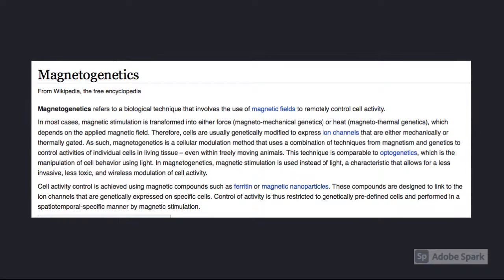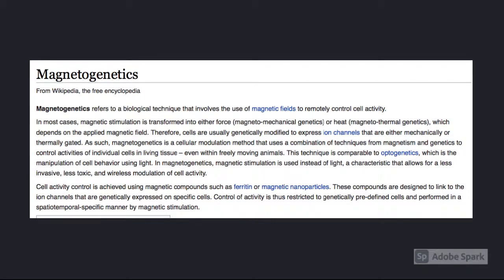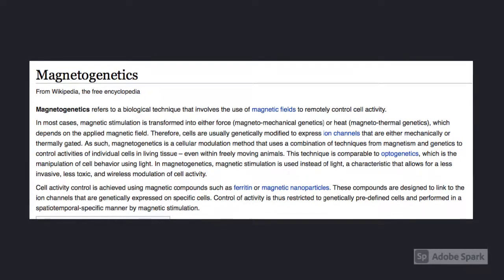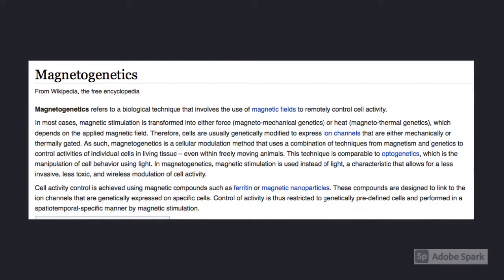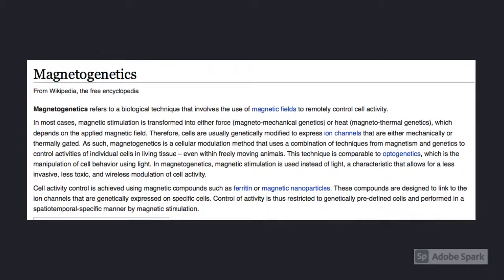As such, magnetogenetics is a cellular modulation method that uses a combination of techniques from magnetism and genetics to control activities of individual cells in living tissue, even within freely moving animals. This technique is comparable to optogenetics, which is the manipulation of cell behavior using light. In magnetogenetics, magnetic stimulation is used instead of light, a characteristic that allows for a less invasive, less toxic, and wireless modulation of cell activity.